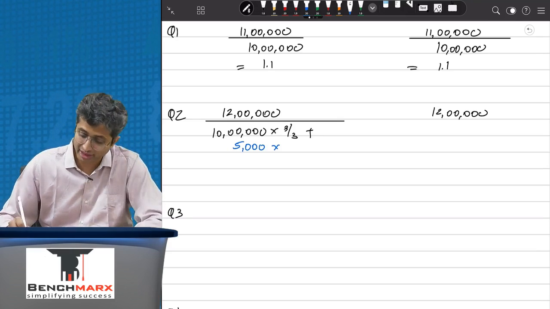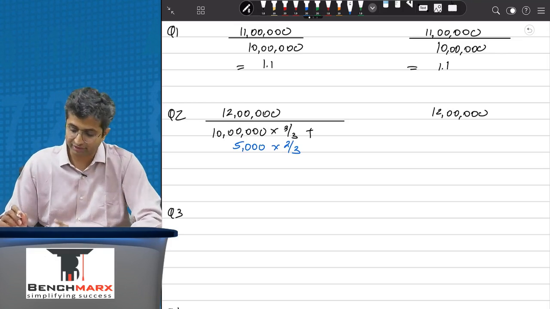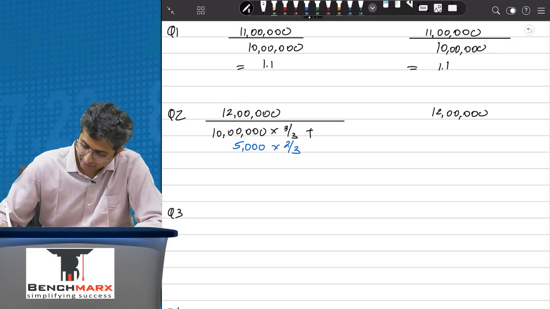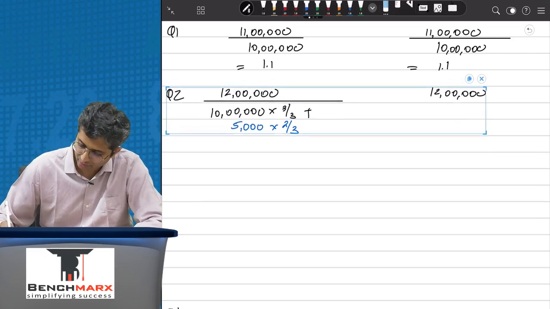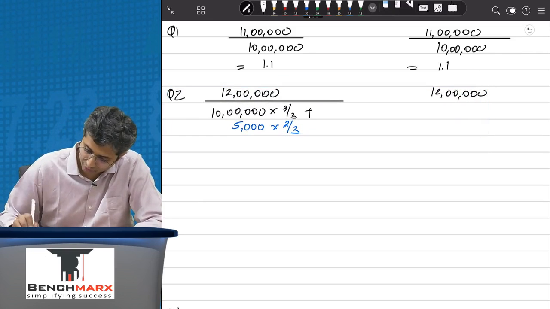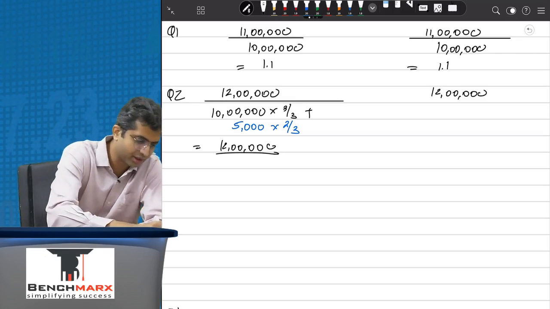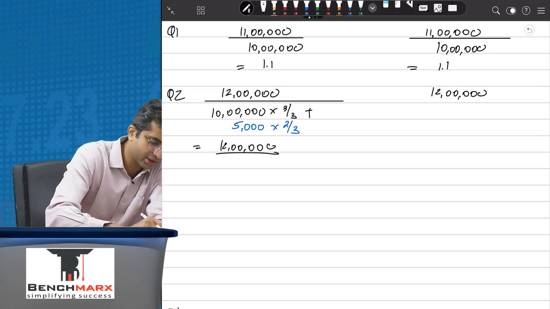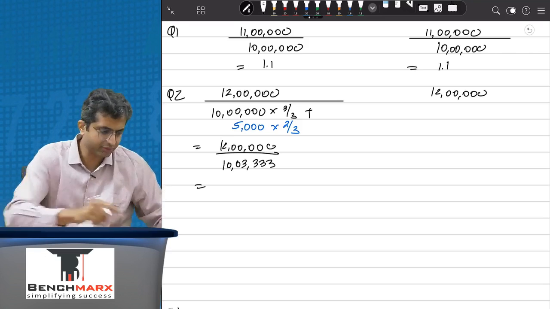May and June, that is, out of 3 months, for 2 months they were actual, and hence if we do this working, let us put this a little up now. If we do this working, this is going to be 12 lakhs upon, in the denominator, this is I think 3,667, yeah, 5,000 into 2 by 3, this is 3,333, so this is 10 lakh 3,333 for example, and that will give you the basic.